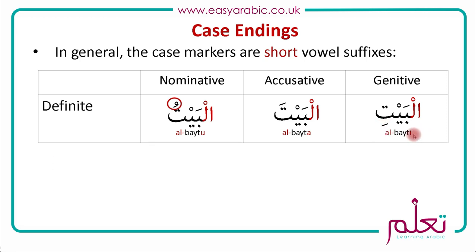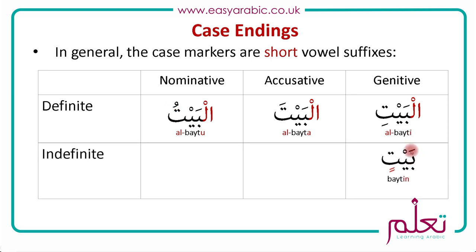I'll give you an example. For the indefinite, it becomes baytin. There is also a change here: the al is dropped. I'll cover this in a few minutes. An n is added to the end, baytin, and you can see that the vowel is doubled. Here it was a single kasra, now a double kasra.